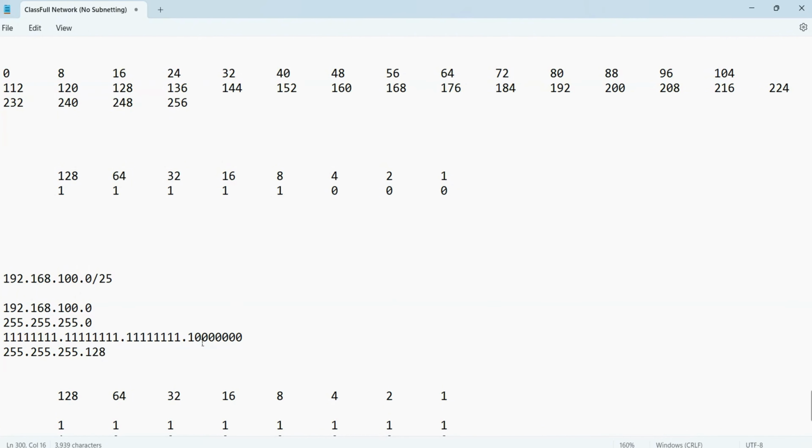128. How many bits did I borrow from the last octet? 1. What does that mean? 2 to the power of 1, which equals 2 networks, right? How many bits are left? 7. So now I could say 2 to the power of 7 minus 2, which equals 128 minus 2, which equals 126 networks. You see this? Each network gets 126 hosts.